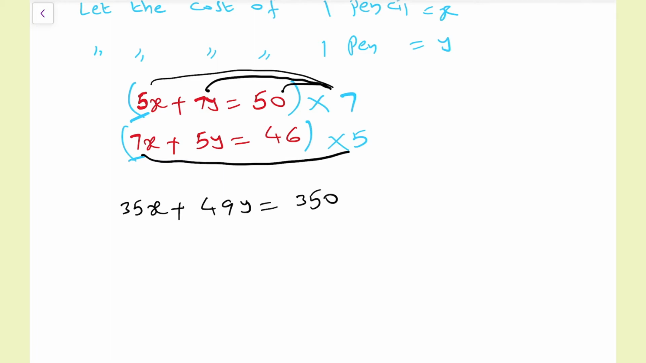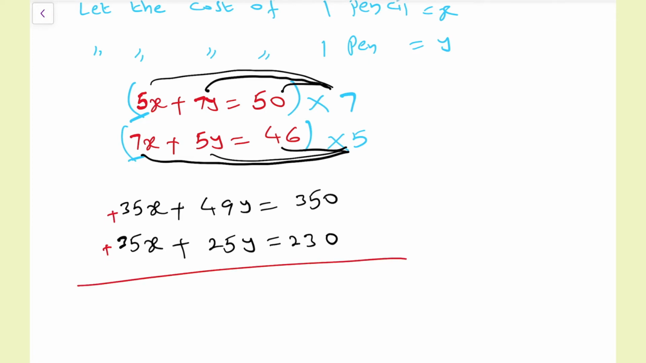Same with the second equation. 7x into 5, 7 5s are 35. So 35x. 5y into 5, 5 5s are 25y equals 46 into 5. 5 6s are 30, 0, 3 carry. 5 4s are 20, 23. 230. Here 35x is positive, 35x is positive. Both are same symbol. So we will do subtraction. Plus becomes minus. Both cancel.